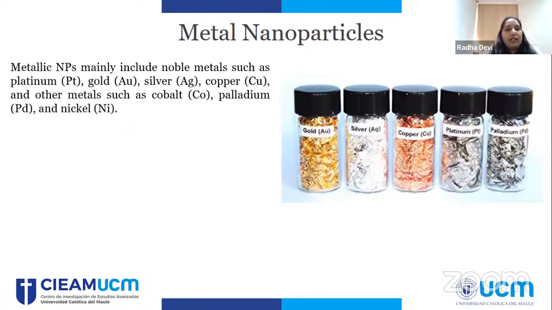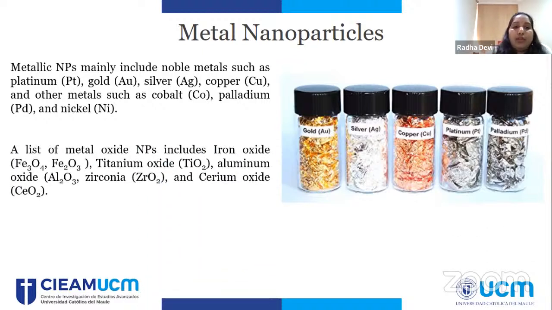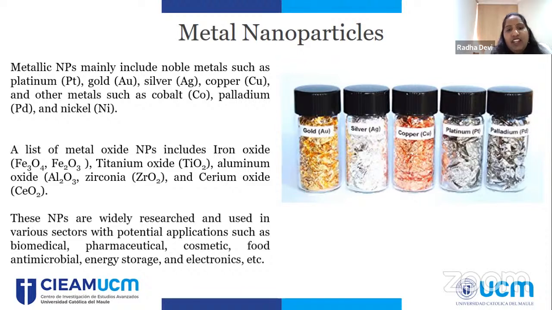When you talk about metal nanoparticles, they mainly include noble metals such as platinum, gold, silver, copper, and other metals such as cobalt, palladium, and nickel. And when you talk about the list of metal oxide nanoparticles, as we all know, iron oxide, titanium oxide, aluminium, zirconium, and cerium oxide are the most commonly used metal oxides for synthesis. They are widely used because they have potential applications in the biomedical, pharmaceutical, cosmetic, food, antimicrobial, as well as energy storage and electronic applications.